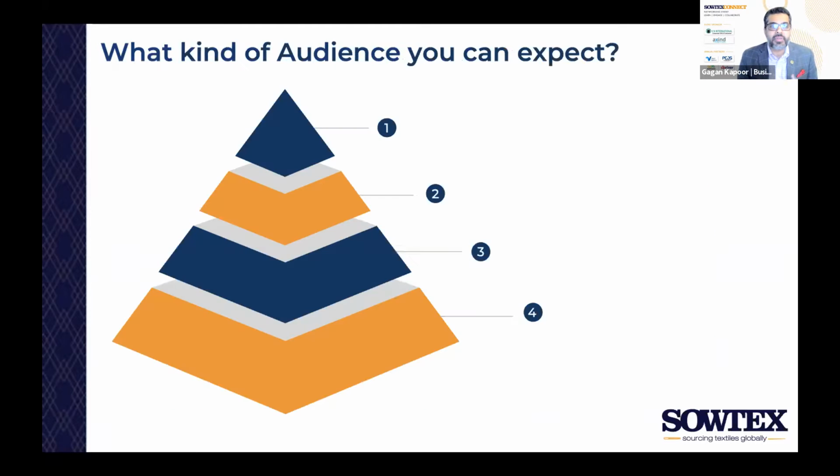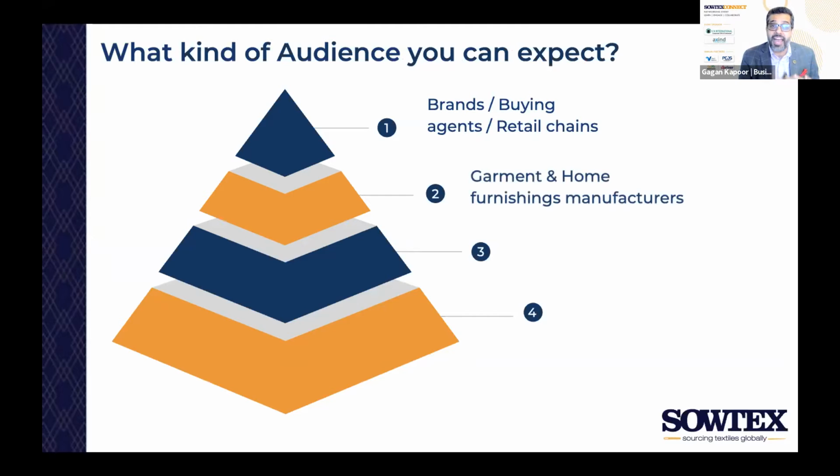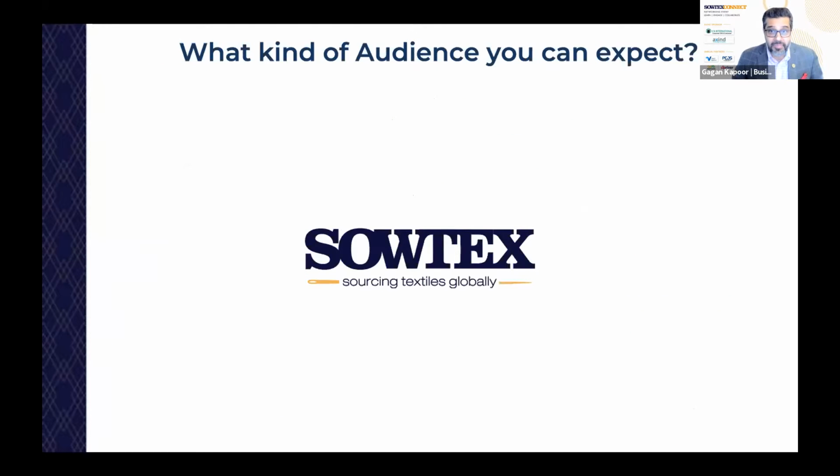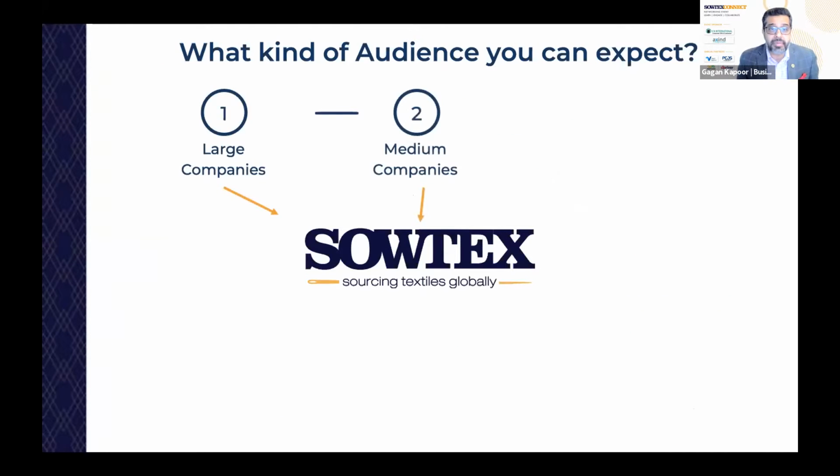And what kind of people can you expect to be here on this network, in these sessions? We see brands, buying agents, and retail chains who come here to source. We have garment and home furnishing manufacturers as a part of the platform. We also have fabrics, trims, and machinery manufacturers, as well as allied services working for the textile industry. So it's all about the textile industry. And you see large companies, medium companies, as well as small companies. Yes, they are all there.